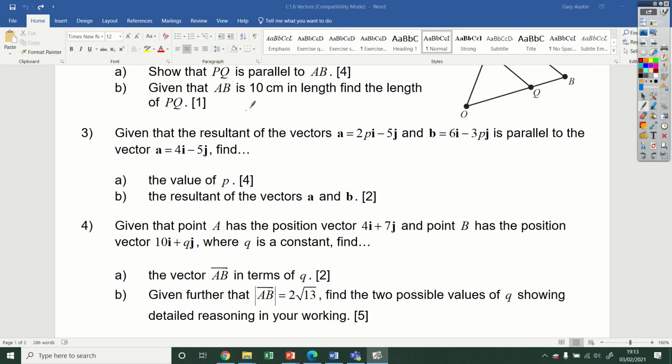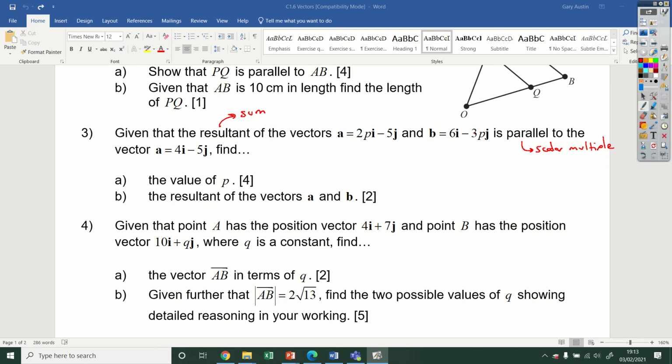So, bear in mind again, resultant means the sum of the vectors, and again, parallel also means scalar multiple. But this time we've got unknowns in our components here. We've got this p here and p here that's going to stop us from identifying the scale factor straight away.